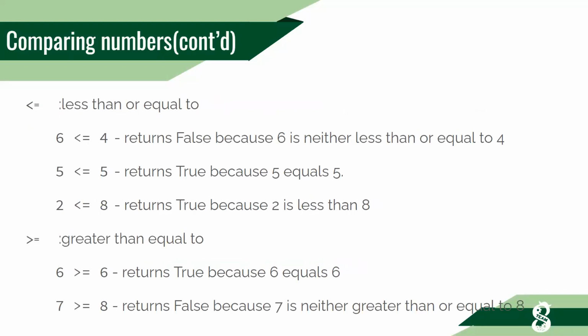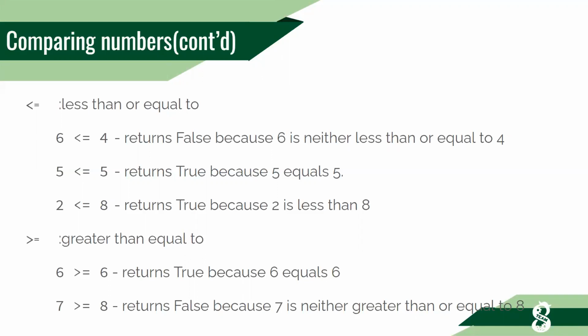So you have a couple other operators. There's less than or equal to. It'll check whether it's less than or equal to the number. So 6 is less than or equal to 4 will return false because 6 is neither less than or equal to 4. If 6 was less than 4, then it would report true. Or if it was 4, then it would report true because either one of those conditions needs to be fulfilled. 5 is less than or equal to 5 returns true because 5 equals 5. And 2 is less than or equal to 8 returns true because 2 is less than 8. It doesn't have to equal 8.